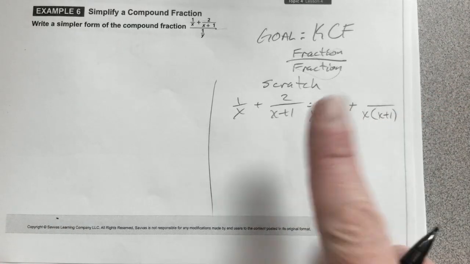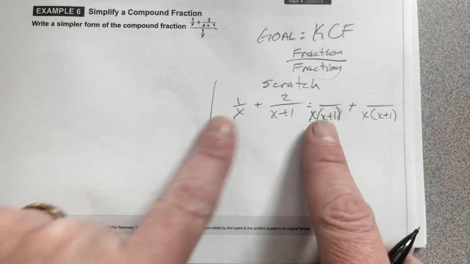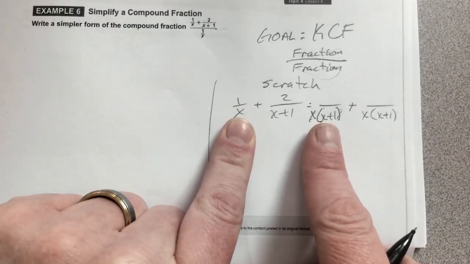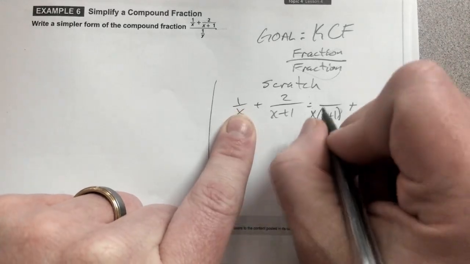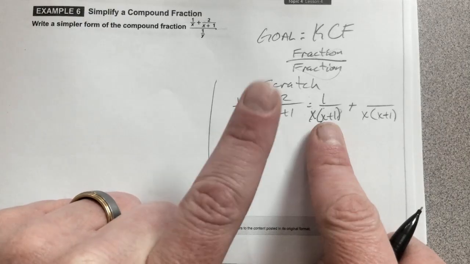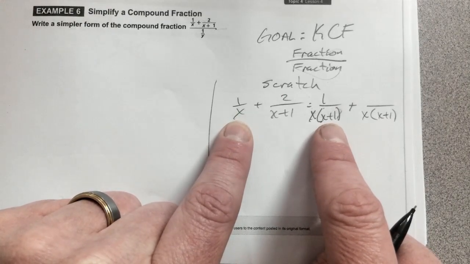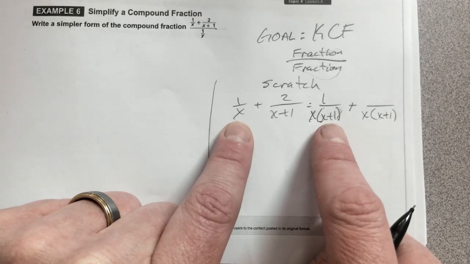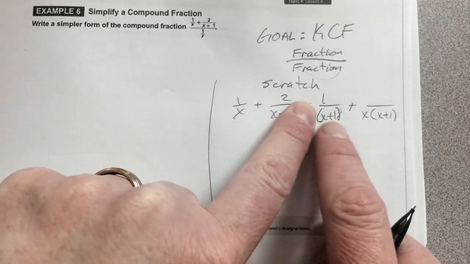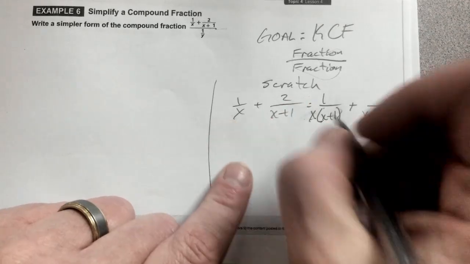All right, with that first fraction, what's my original numerator? 1. Good. What factor did we gain from here to here? Not 1, that whole thing in parentheses. x plus 1. Good.